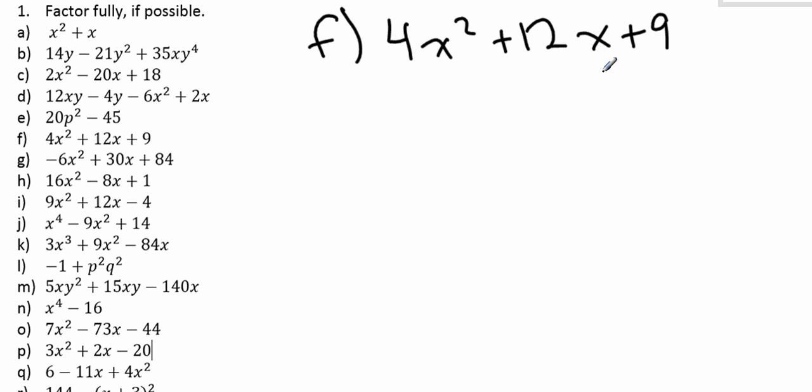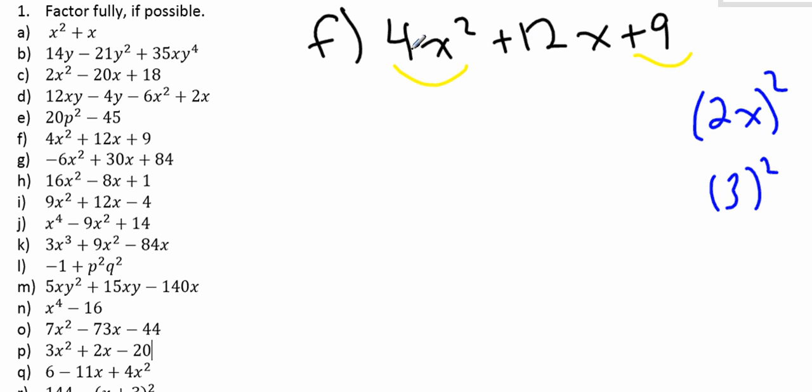So can I common factor? Well, the only thing that divides evenly into 4 are the numbers 2 and 4, and they don't divide into 9, so I can't common factor. It's a trinomial, so I wonder if we have perfect squares. Well, we do, so the square root of 4x squared is 2x, right? So 2x squared gives me this. 3 squared gives me this. So the first and third terms are perfect squares.